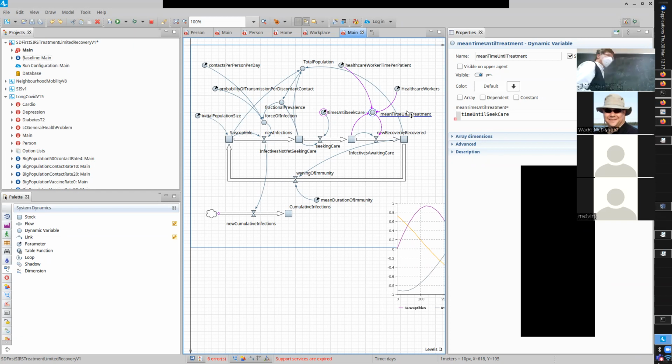So what are the units of this overall expression then? Anyone? T. Right. So this H cancels with that H, this P cancels that P, and we're left with T, right? That makes sense, right? We have a certain number of healthcare workers. It takes a certain amount of healthcare worker time per patient. And then we have a number of patients.